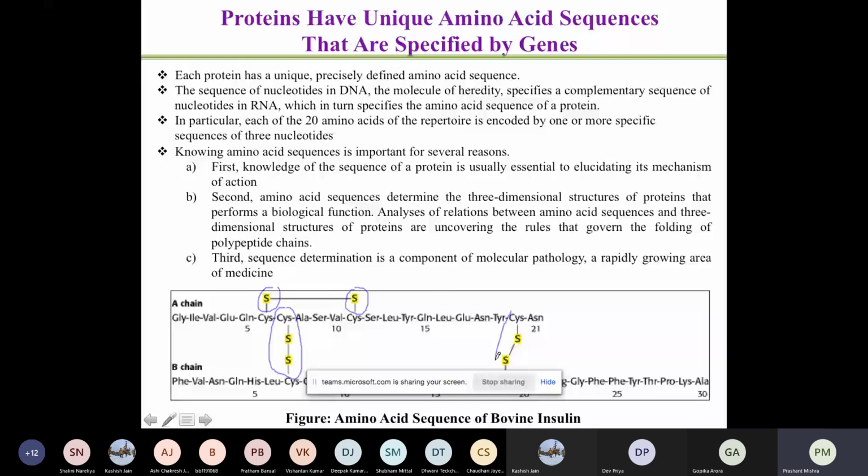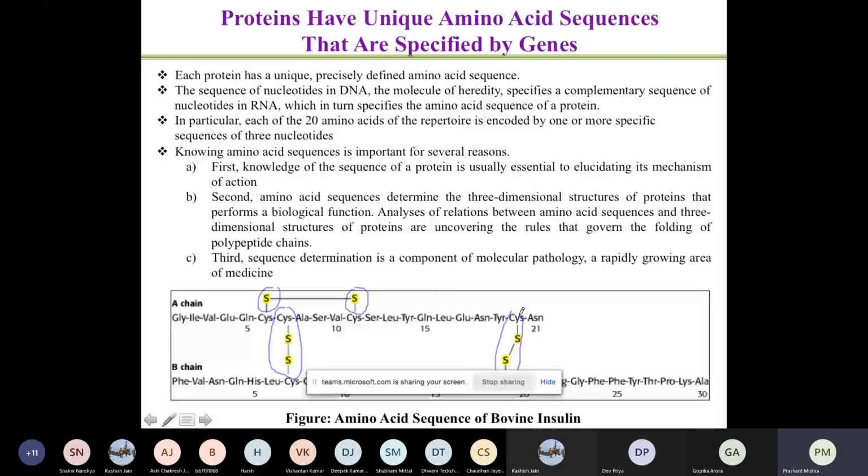So what you have learned is that the primary structure not only involves the peptide bond, it also includes the disulfide bond. In other words, the primary structure refers to the covalent bonding present in the protein chain.